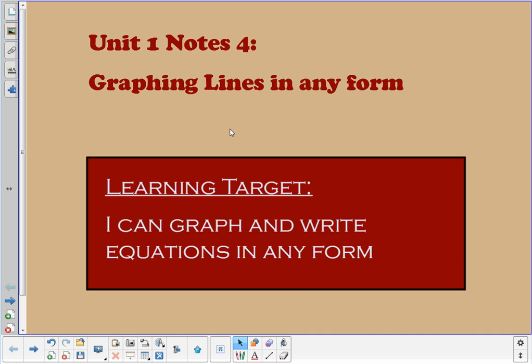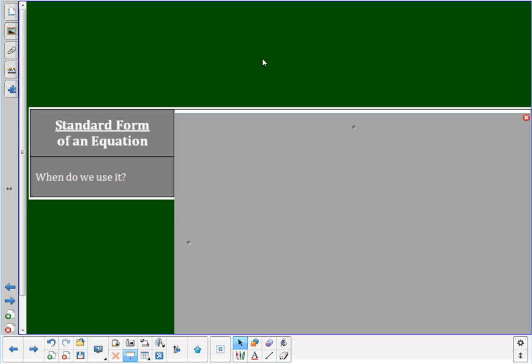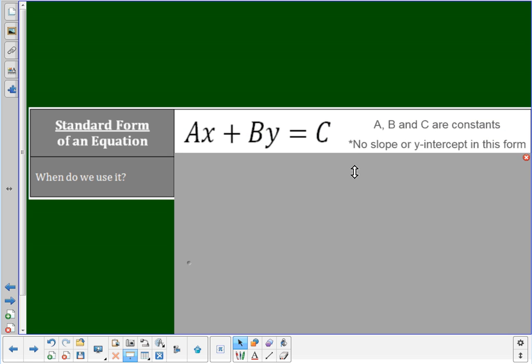So we've already talked about slope-intercept form of an equation and we've talked about point-slope form of an equation. Today we're going to talk about standard form of an equation. So this is our third form of linear equations. And it looks like this.